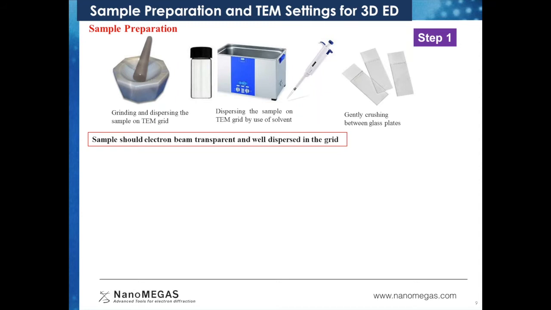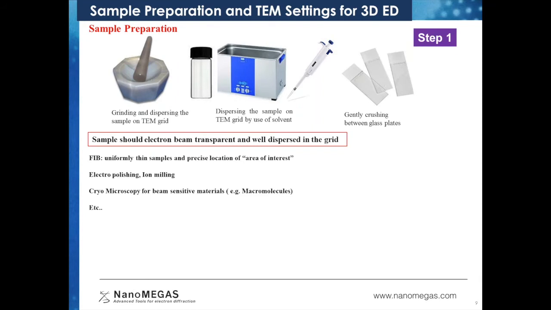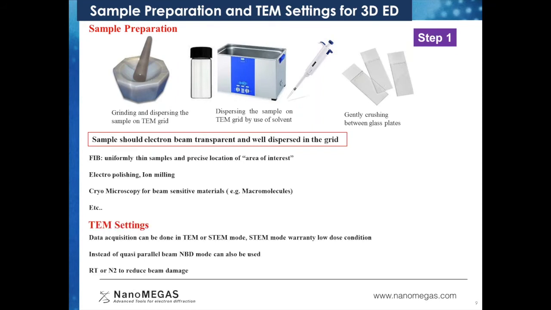But the most important thing everyone needs to keep in mind is that the sample should be beam transparent for an electron diffraction experiment. And for the TEM settings, the electron diffraction data can be acquired in TEM or STEM mode. STEM mode with low temperature conditions is recommended, especially if we are working with beam sensitive materials, because in STEM conditions one has a much lower electron dose than in TEM mode.